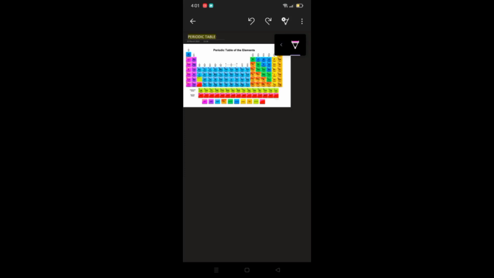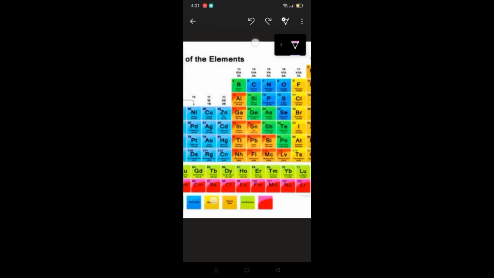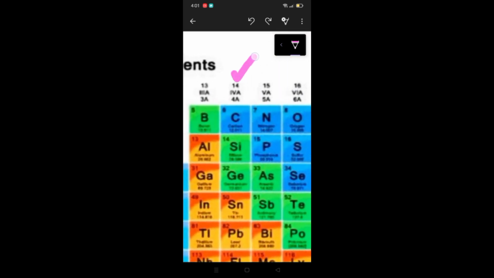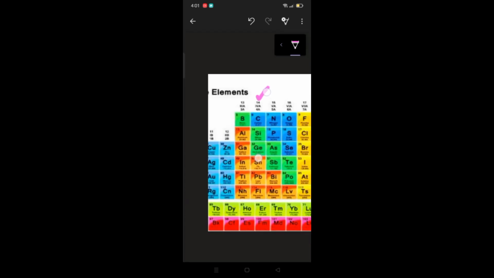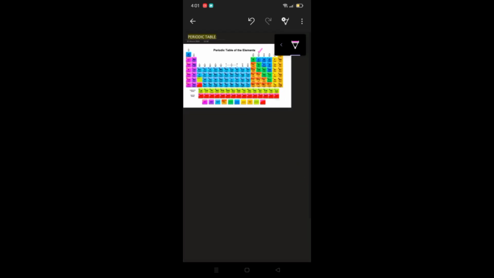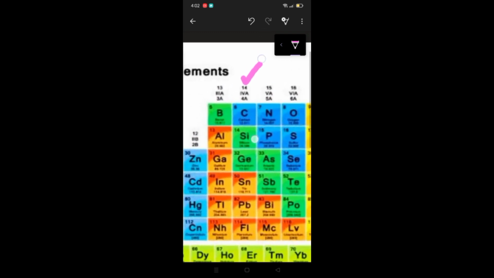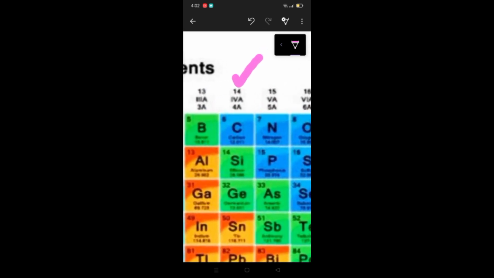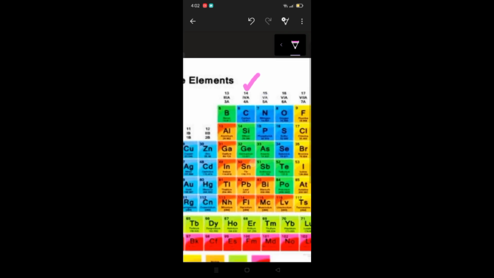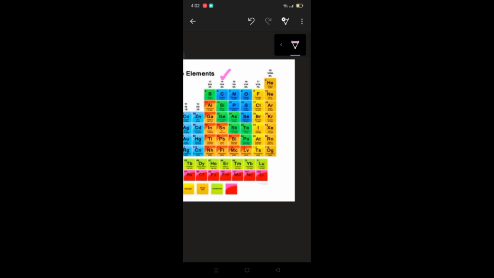So as in the last video we have discussed the third A group elements, and today we are going to discuss the fourth A group elements. According to the periodic table, this is the 14th group. But here we are initially going to discuss the A group first, so this is the fourth A group. Now we should talk about what elements are involved in the fourth A group.